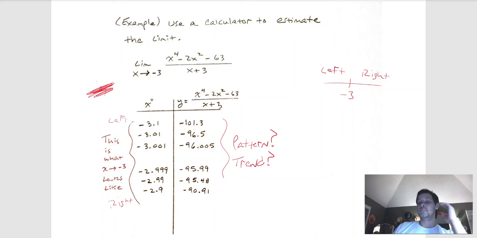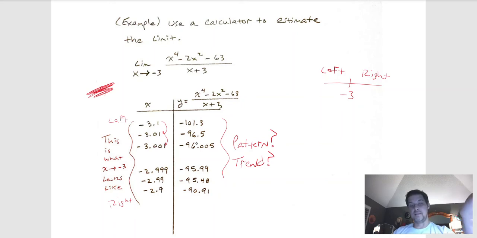Now again, I said it before, but we're all learning here, so I'm going to say it again. Does that have to be negative 3.1? Could it have been negative 3.3? Yes. Does this number have to be negative 3.01? Could it have been negative 3.04? It doesn't really matter, as long as these get closer and closer to negative 3.